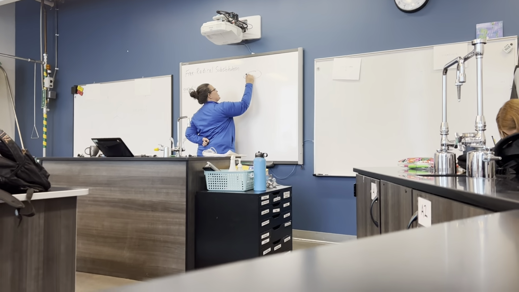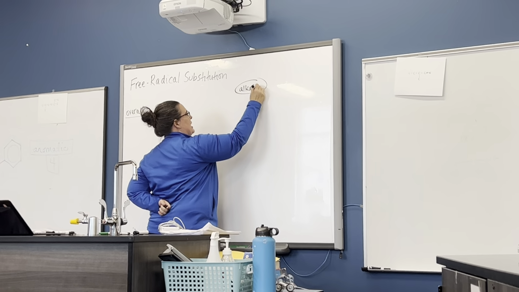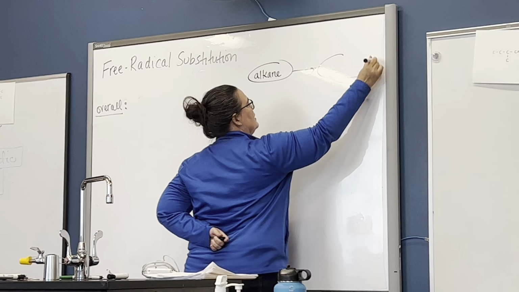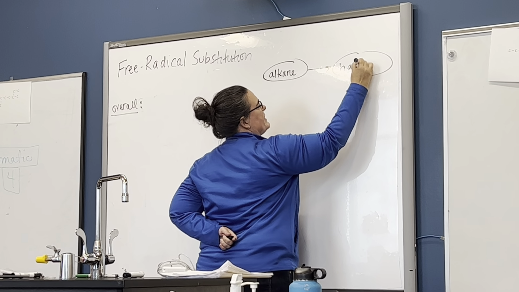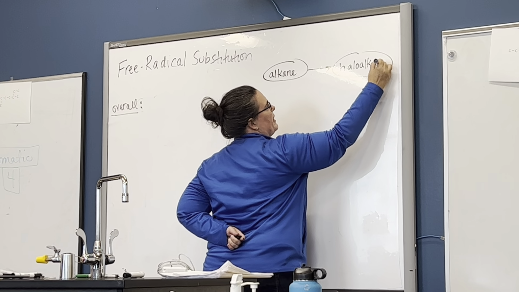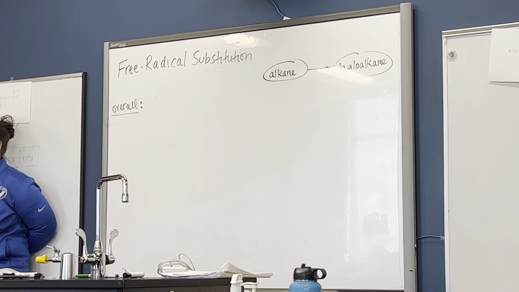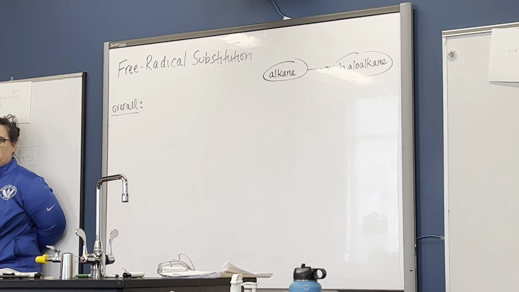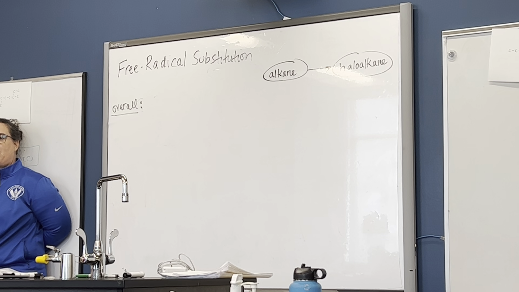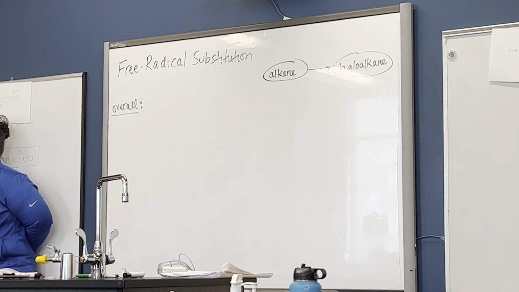I'm trying to build this chart. I think I drew this for you last class. We're going to try to connect these two classes of compounds together. So we're going to try to learn how to take an alkane and turn it into a haloalkane. It's really hard. In an alkane, you only have carbon-carbon bonds and carbon-hydrogen bonds.